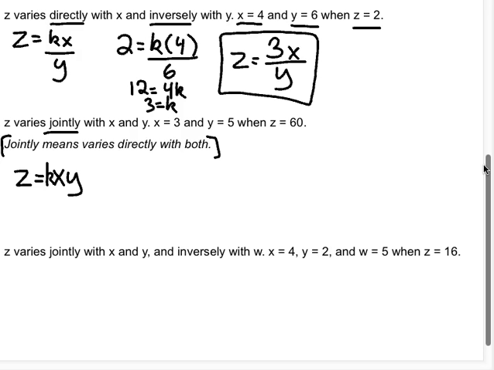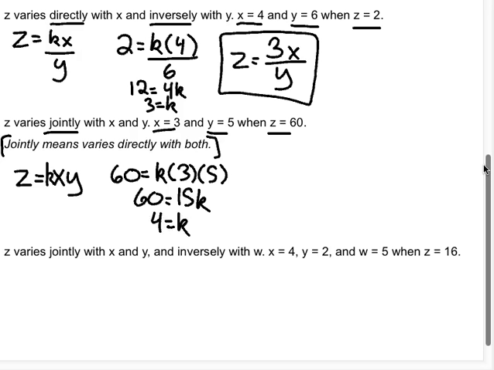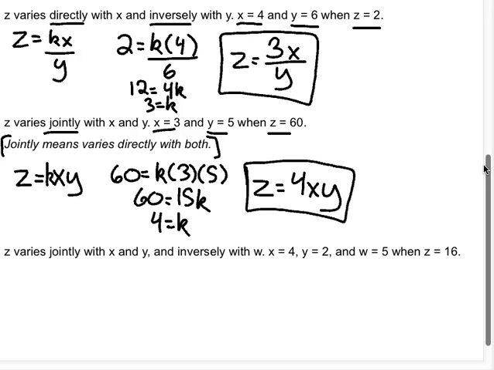Well, now we need to find what k is, so let's plug in all of this. So z is 60 when x is 3 and y is 5. So essentially, we get this equation. 60 equals 15k. All I did was multiply the 3 and the 5 together. Now I want k, so I divide by 15, and I get that my k is 4. And again, you always want to actually write out your equation without k in it. You always end up wanting to plug in that number for k.